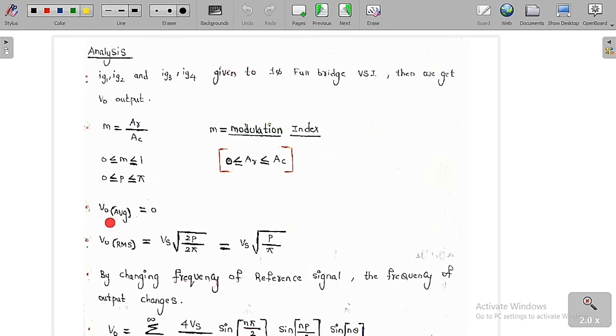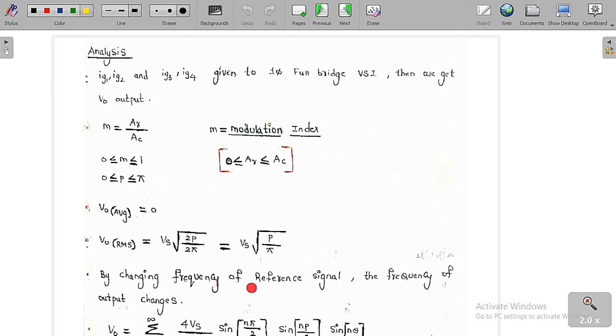So now the average output voltage. I have already told you, whatever the positive pulse area is equal to the negative pulse area for the output voltage. Therefore the average value of the output voltage is equal to 0. If you want to find the RMS value of the output voltage, it is Vs into under root of P by pi, or we can say 2P by 2 pi. Simply, Vs into under root of P by pi is the RMS value of the output voltage.